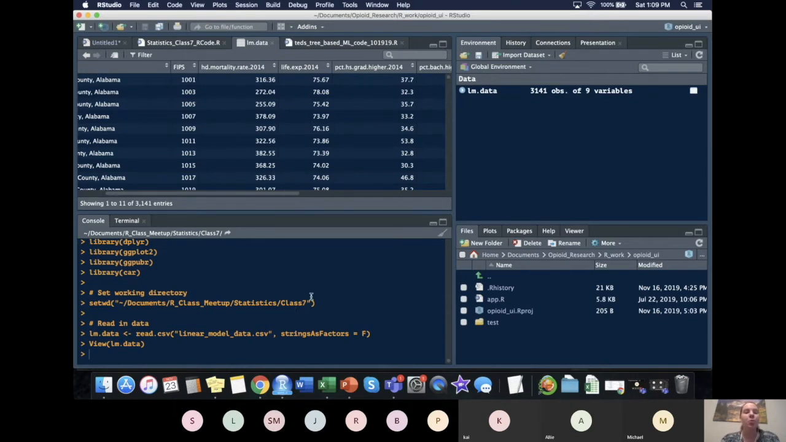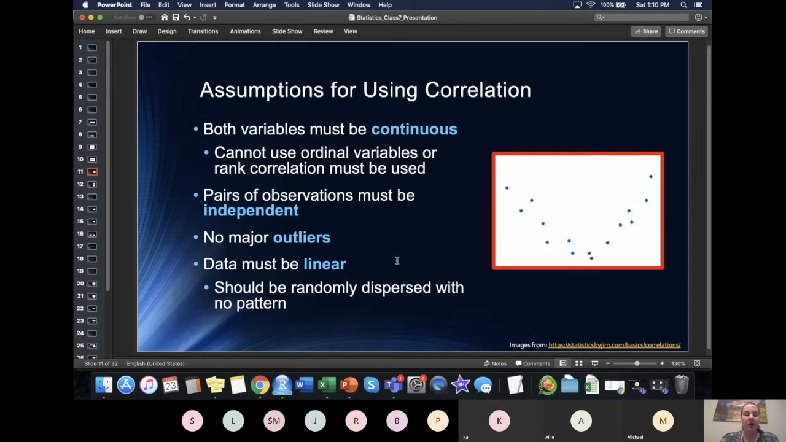So that is something you would not want to use the correlation coefficient for, because that's a ranking from 0 to 100. A rank is something that you can't use with Pearson's correlation. So you would want to use something that looks more like this. More on that.